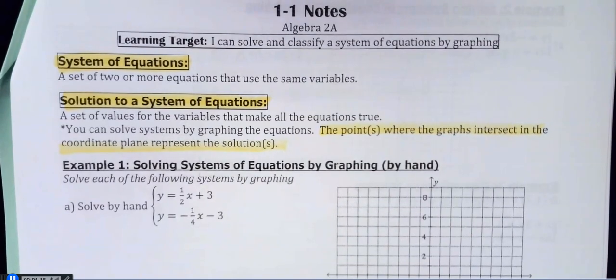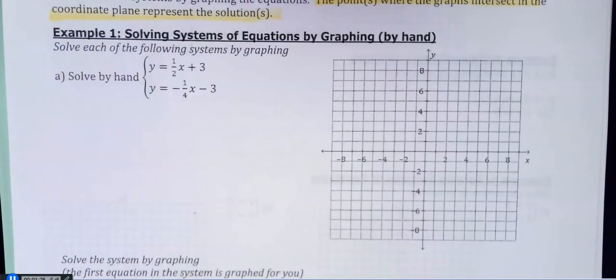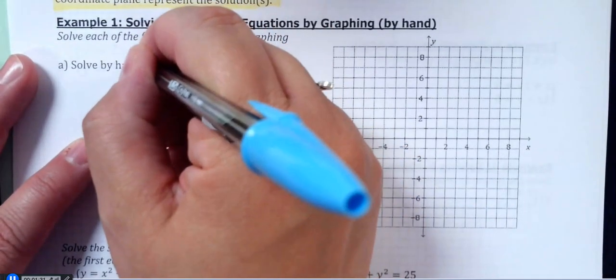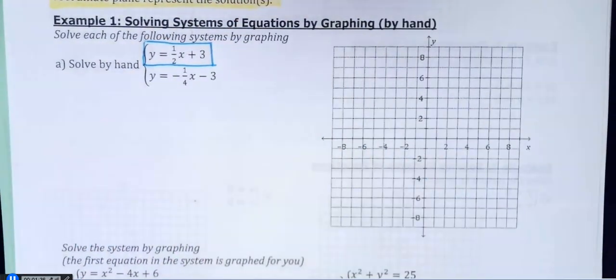So we're just going to start with a system that just has two lines. Let's see if you guys remember how to graph a line. Okay, so let's see. I'm just going to grab two different colors, hopefully, so we can see these okay. All right, so I have two different equations in the system. They have the same variables, x and y. They're both in slope-intercept form.